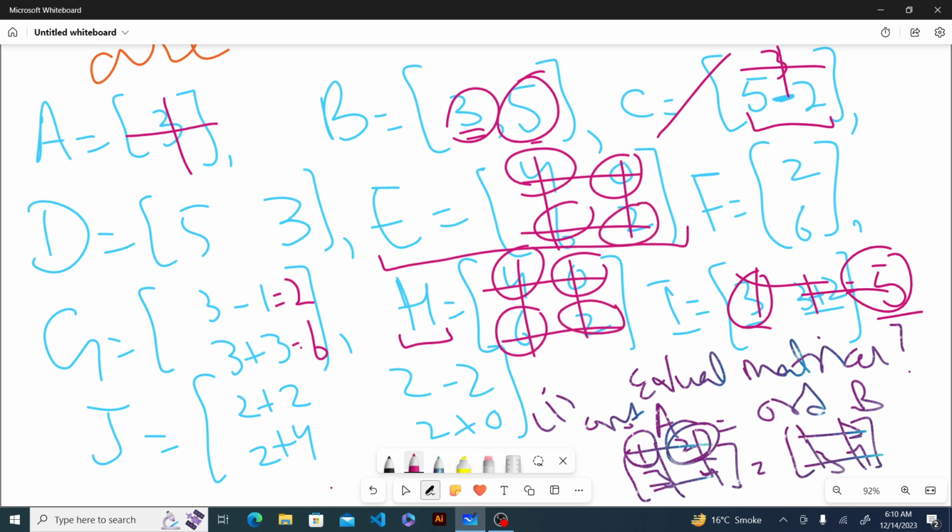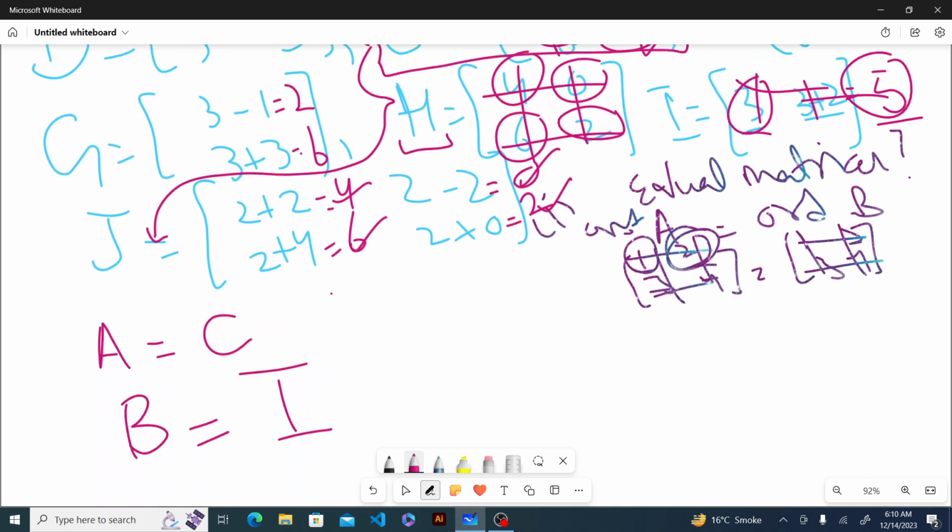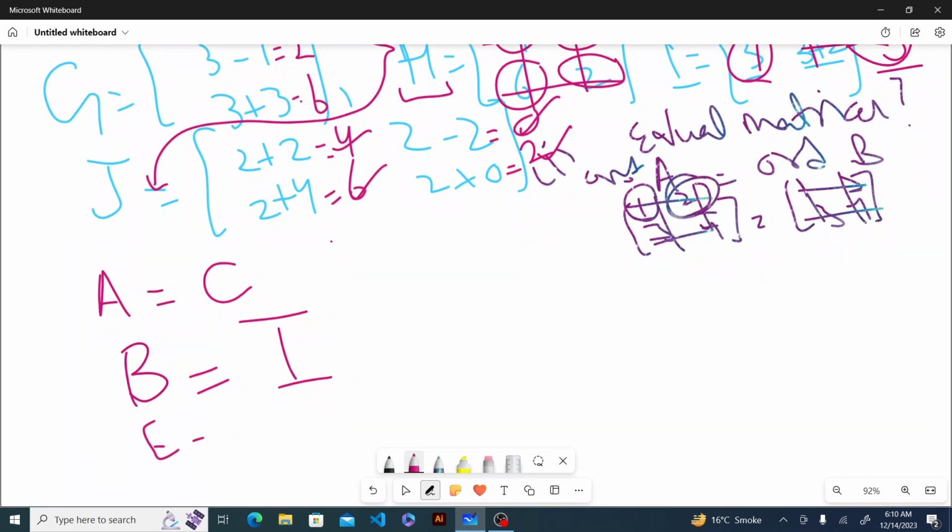Is any other matrix also equal to E and H? J is equal to [2 plus 2, 2 plus 4, 2 minus 2, 2 plus 0], so that is 4, 6, 0, 2. So E, H, and J, these three are equal. These three are equal matrices. E is equal to J, and H is equal to J.